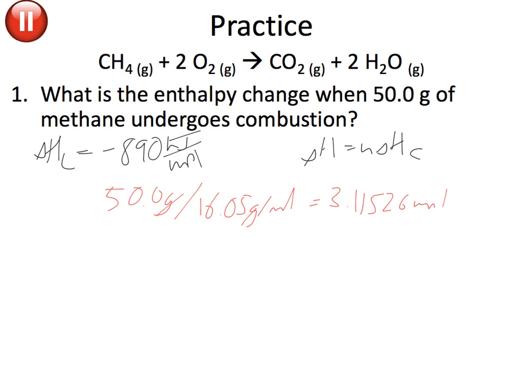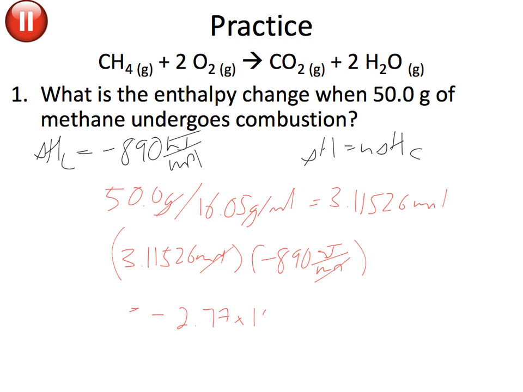3.11526 mole. So by taking our 3.11526 mole and multiplying it by the negative 890 kilojoules per mole, our moles cancel out, and what we're left with is negative 2.77 times 10 to the power of 3 kilojoules. And that is our delta H. So what has happened is that our enthalpy change has been negative 2.77 times 10 to the 3 kilojoules. That is a big number, but again, this is being lost. So the system is losing some heat, which means the surroundings are going to pick it up.